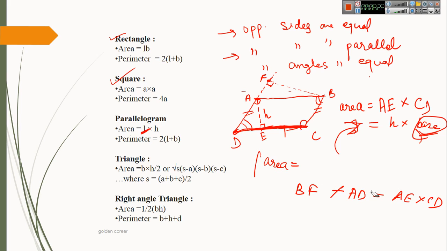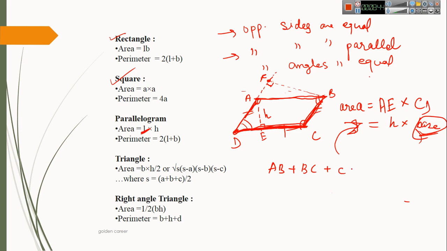Now here comes the perimeter. Perimeter, as I have already mentioned, is the boundary, the distance we cover around this region: AB, then BC, then CD, then DA. So the perimeter of this parallelogram will be AB plus BC plus CD plus DA, which is again like the rectangle, 2 into L plus B.